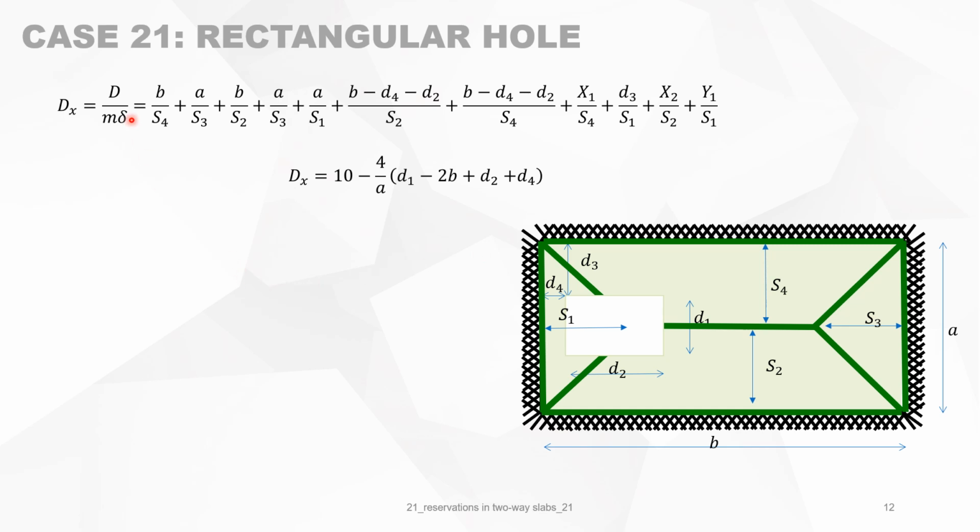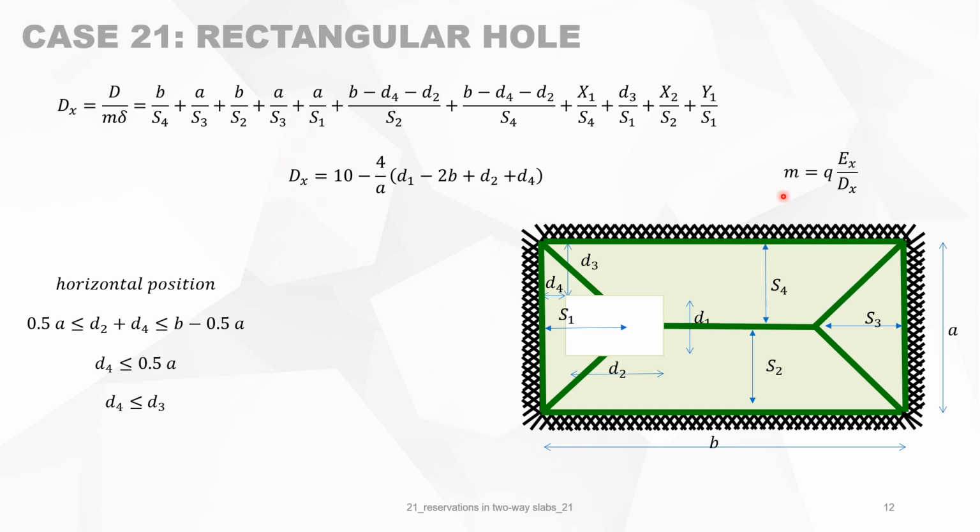And we fill in the different parameters and we find this formula. The bending moment is then calculated by putting the internal work equal to the external work, and then we get M out of it, which is this. Of course, we must remember there are some conditions to this case: the horizontal position and the vertical position.